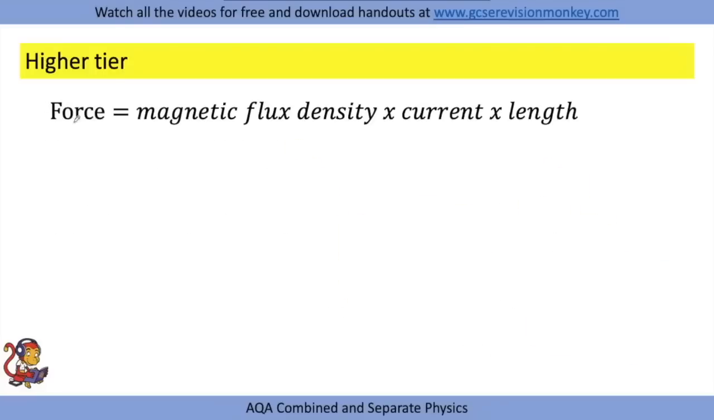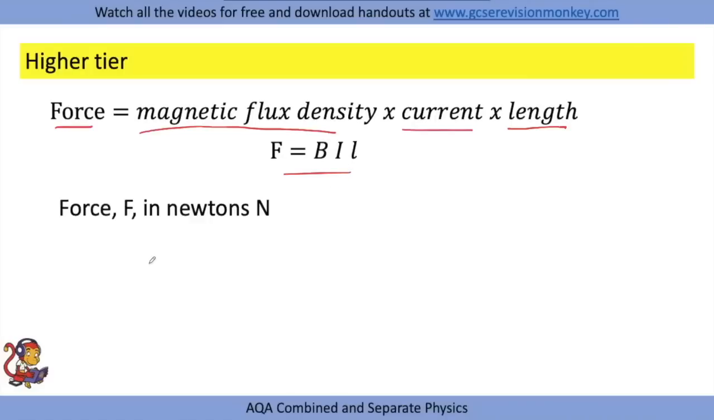Extra equation for higher tier is force is equal to magnetic flux density multiplied by current multiplied by the length of wire. So the force that the wire experiences is equal to essentially the strength of the magnetic field multiplied by the current flowing through the wire multiplied by the length of the wire that is inside that magnetic field. So F = BIL is for short. So force is measured in newtons.